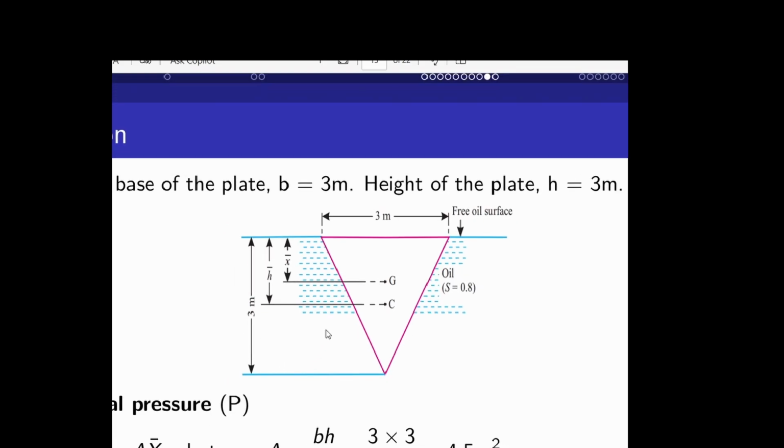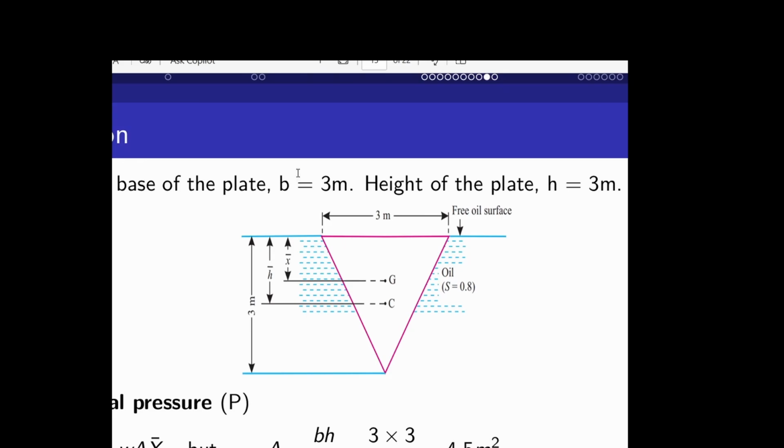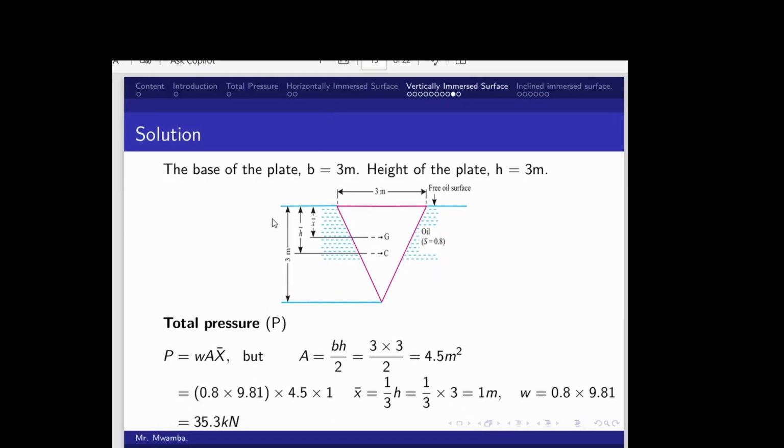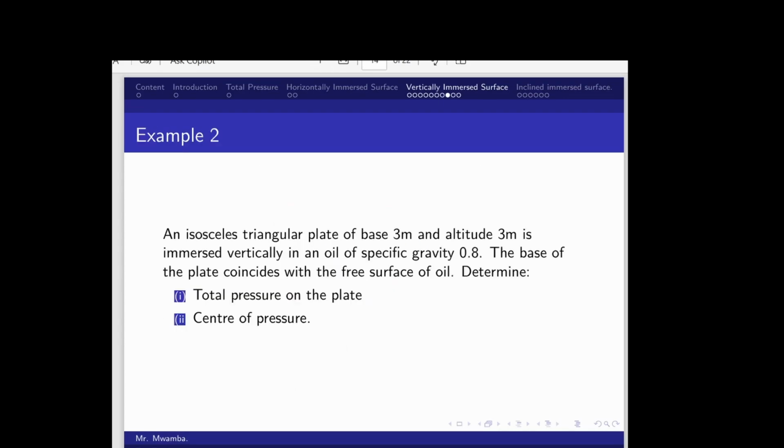Sorry. So in the question, like I said earlier on, we are just concentrating on two things: the total pressure acting on the surface by the liquid, and the center of pressure, or the point at which this pressure is acting. And in this question, we're not looking at water this time around. We're looking at oil of specific gravity 0.8.